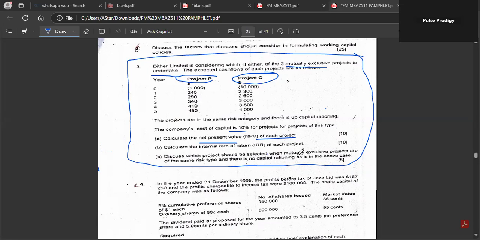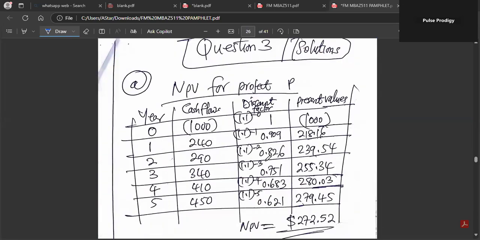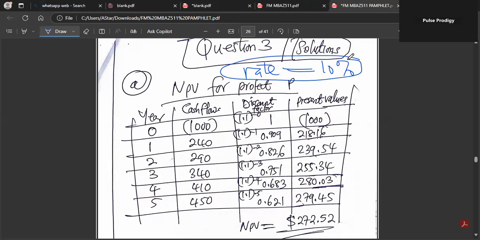Okay, so meaning that as we are getting down to the net present value for project P, you come here and use the rate. The rate that you use is 10%. So the rate is equal to 10%. Okay, so now this 10% is what you're using here, multiplying by the cash flows.